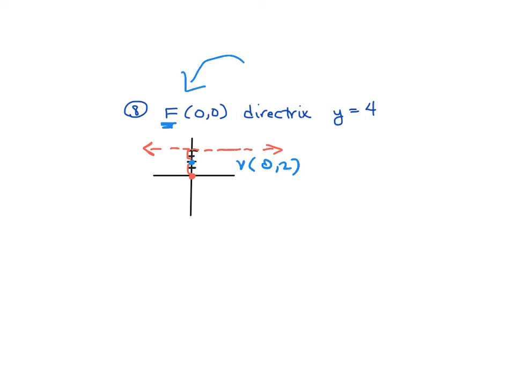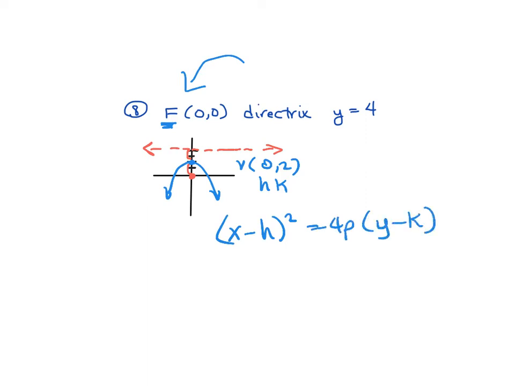Now, notice here, the directrix is always behind the parabola. So this tells me my parabola is going to look like this. It's opening downward. And again, my vertex is not at the origin. This is h, this is k. So I'm going to be using x minus h squared equals 4p, y minus k. So let's go ahead and plug everything in.